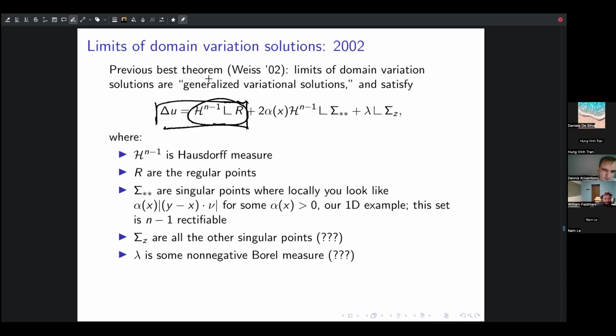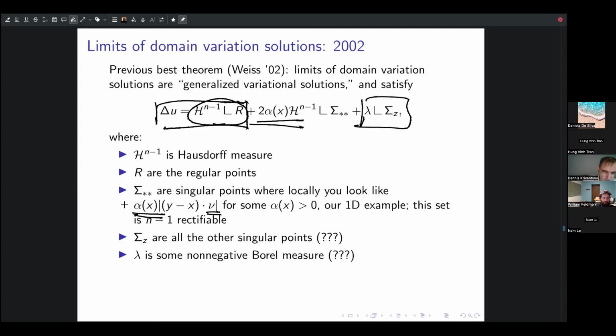So Georg showed that for these variational solutions, you also have this at regular singular points. There's this Sigma double star here, the singular points where you locally have a tangent, and your function locally looks like the absolute value of x in some direction and with some multiplicity. In that case, the contribution from that is also exactly what you expect. If you have smooth singular points, then this is what you expect to get. And then there's also this part with Sigma_z, where lambda is some Borel measure, and this is the rest of the singular points.